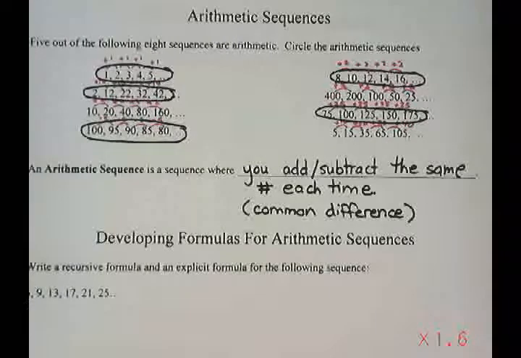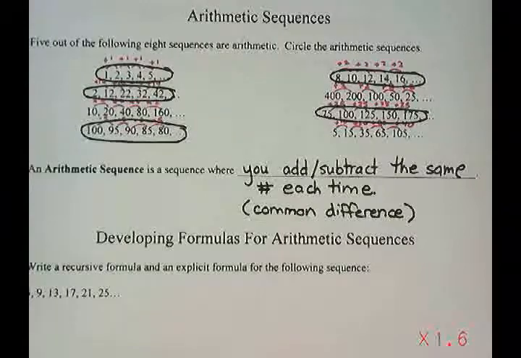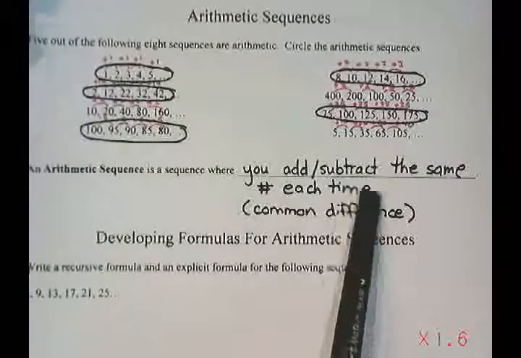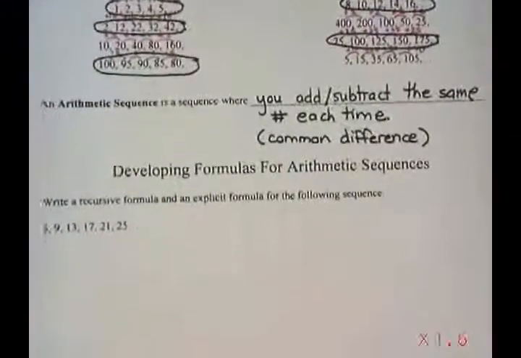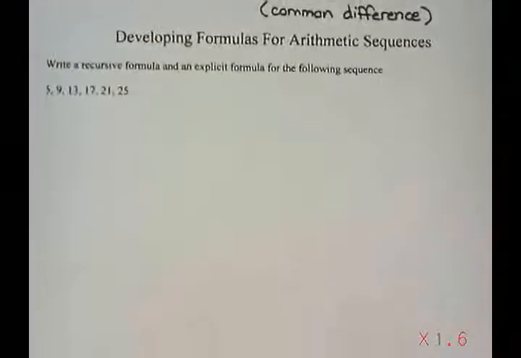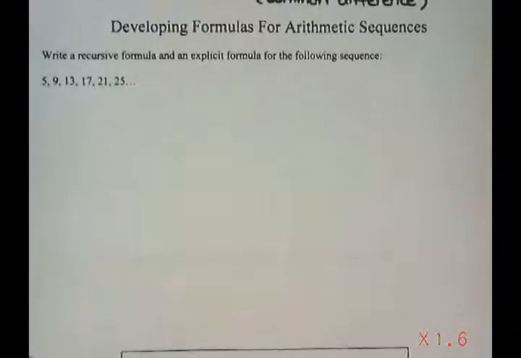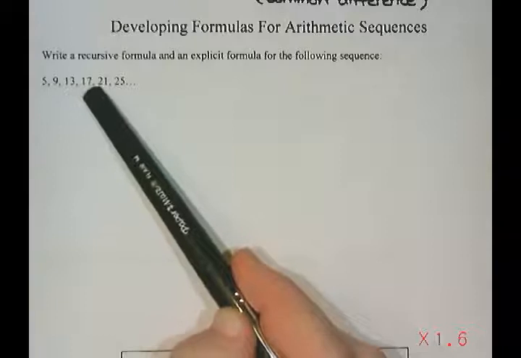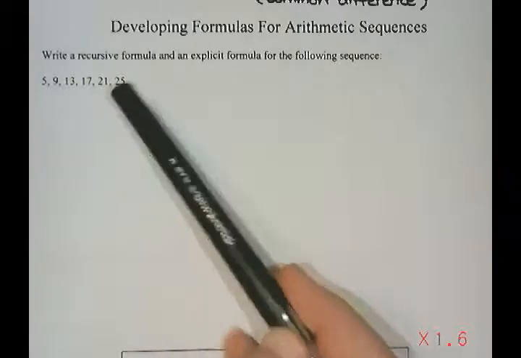So previously we've done recursive formulas and explicit formulas. We looked at some slightly different patterns, some where you're multiplying, some where you're adding, some where you're doing weird things. But in this case today, we are only looking at ones where we're going to add and subtract the same number each time. So we're going to take a look at an example here that says we want to write a recursive formula and an explicit formula for the sequence 5, 9, 13, 17, 21, and 25.